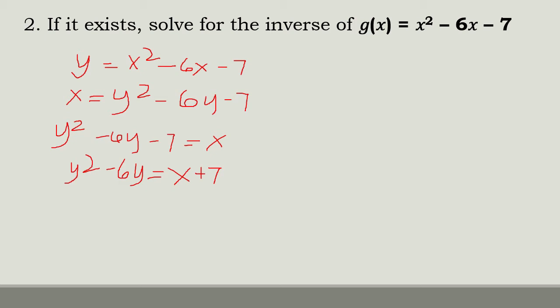And then, since this is quadratic, we are going to solve here for y by completing the square. So what will you add to both sides of the equation to complete the square and to solve for y? We are going to add the square of 1/2 of negative 6. The square of 1/2 of negative 6, which is negative 3. If we're going to square negative 3, it means we are going to add 9.